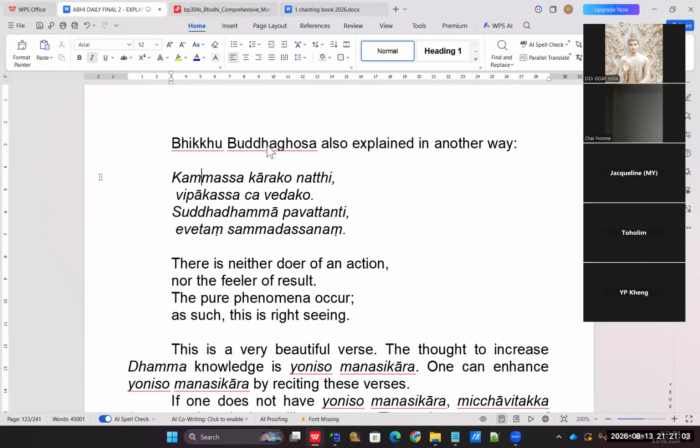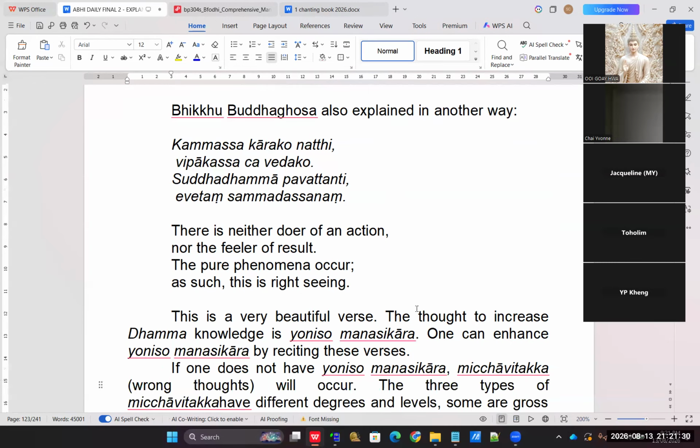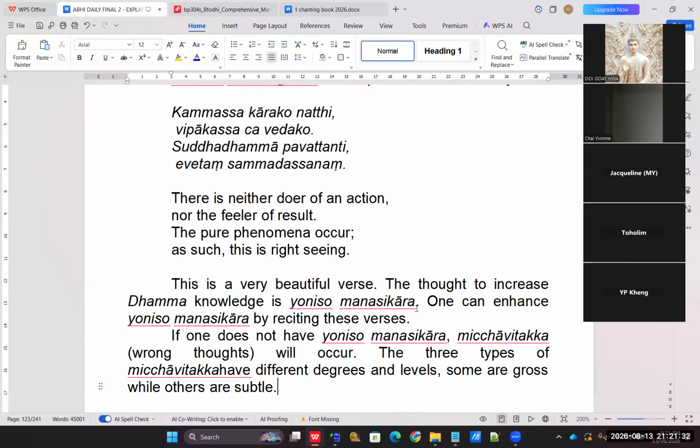Bhikkhu Buddhaghosa also explained in another way. Kammassa karako natthi, vipakassa ca vedako, suddhadhamma pavattanti, evetam sammadassanam. There is neither doer of an action nor the feeler of result. The pure phenomena occur. As such, this is right seeing. This is a very beautiful verse.